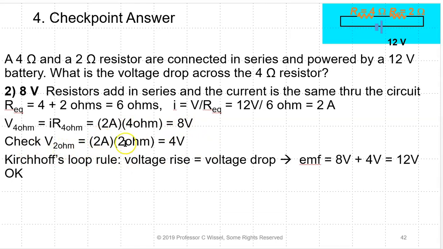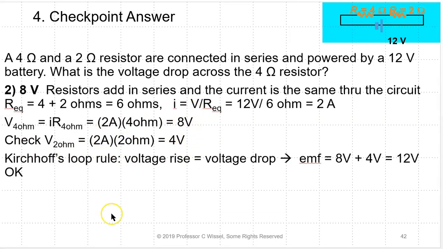That's 2 amps times 2 volts. That equals 4 volts. By Kirchhoff's loop rule, the voltage rise in the source has to equal the voltage drop in the resistors. So the EMF of the battery has to equal the 8 volts plus 4 volts lost in the resistors. And it does. 12 volts equals 12 volts. You should always check things like this.